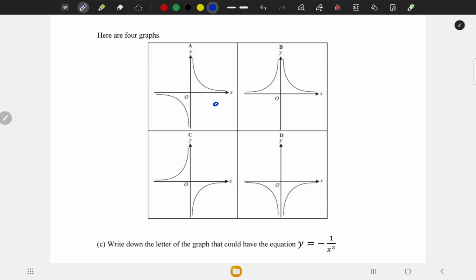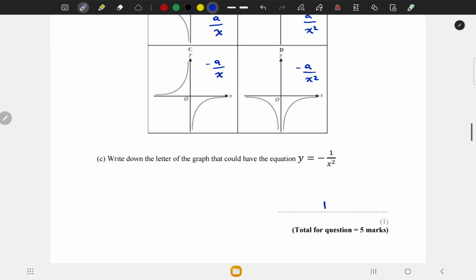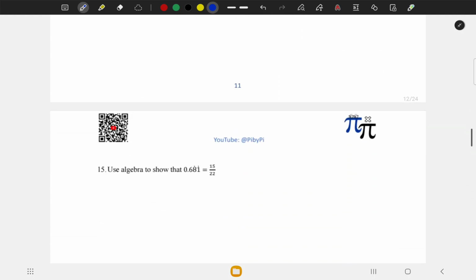A that has been given to me. This one you should know is in the form y equals a over x. This one is the negative reciprocal, so negative a over x. Looking at this one over here, it's a over x squared where it's positive, and over here it's negative a over x squared. Because I'm dealing with a negative, I know that this must be B. Perfect. Okay, let's proceed on to question number 15.